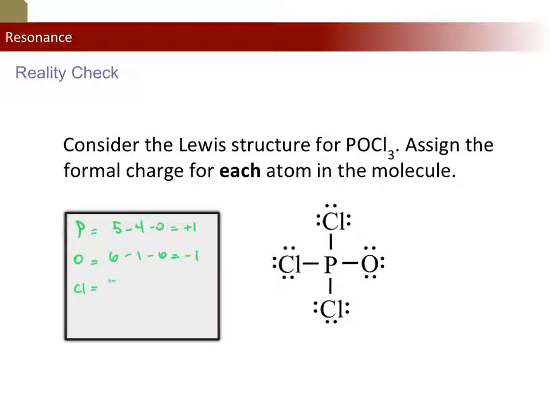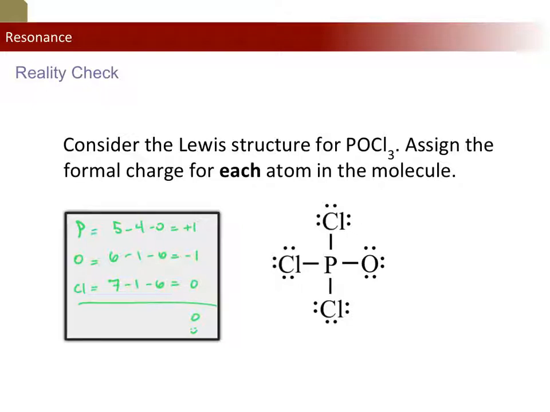Then you've got chlorine, which is a halogen, so they have 7 minus 1 bond minus 6 dots equals 0. Now, since this is a neutral molecule, the formal charges should add up to equal 0, so that's good. It does, so we don't need to worry about that. And since there's only one resonance structure of this Lewis dot structure showing to you, then you can assume that this is the preferred resonance structure.